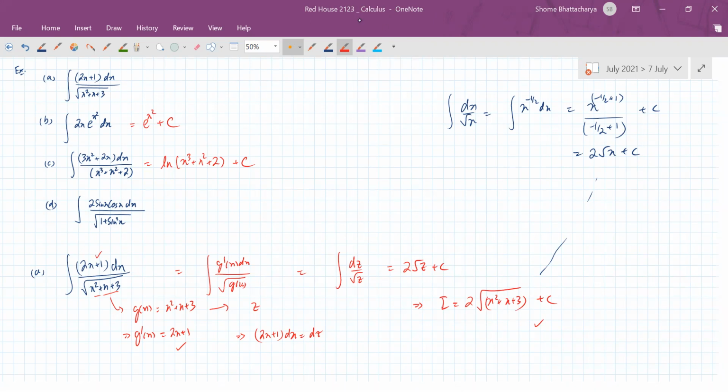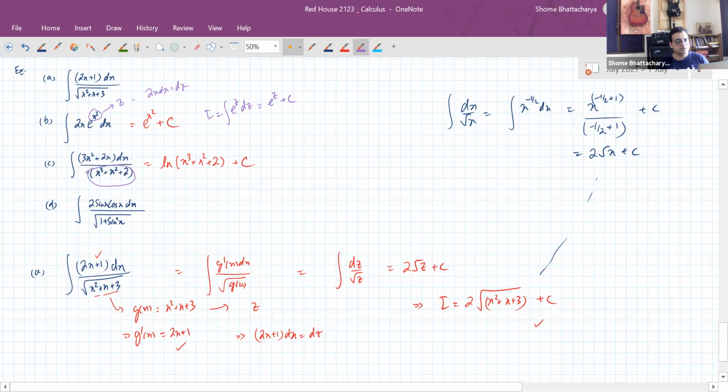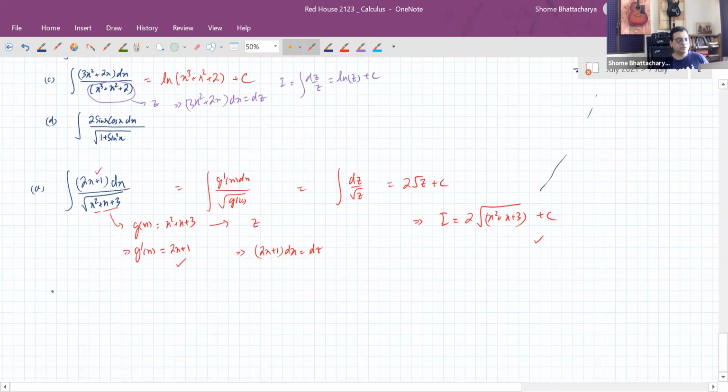Okay, so hoping all of you are clear with the methods up to the C part. For example, in the B part, if you take x square as z, then 2x dx becomes dz. So the integral becomes e raised to the power z, like that. Similarly, in this part, if you take this term as z, then its differentiation, which is 3x square plus 2x, becomes dz, right? So the integration becomes dz by z, which is ln z plus c. Now, similarly, let's come to the last one now.